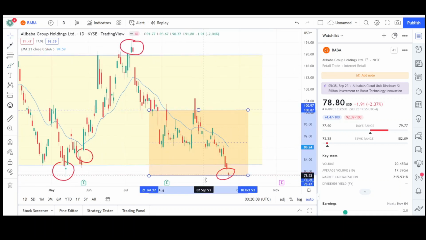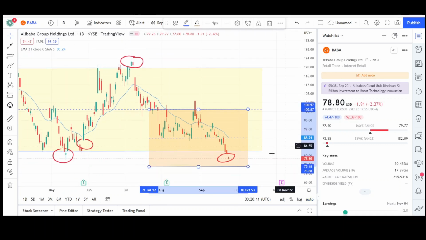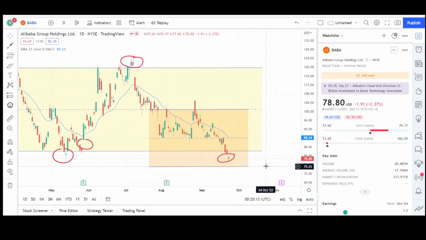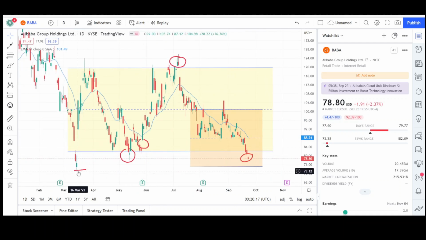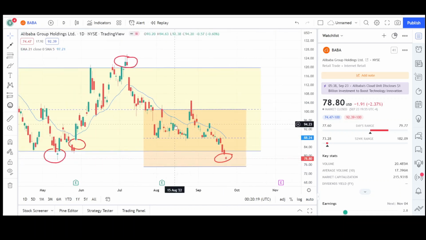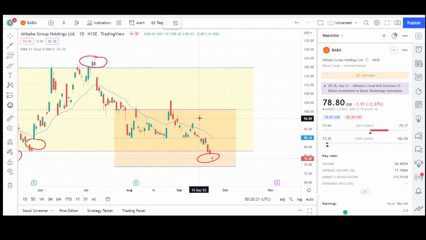So if we do a range breakout, we can double the range. It's going right at the $75 level, which is near the all-time lows of this downtrend. Another one is right over here. So you can see that.